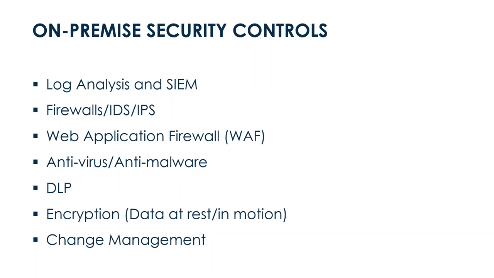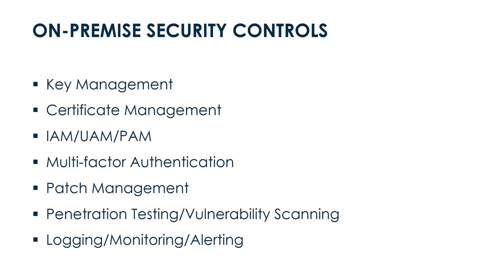Things like DLP, data loss prevention, firewall, IDS, IPS, log analysis, SIEM, key management, which is critical, identity access management, user access management, privileged access management. I've clubbed all of them under one because it's all around access management. So each cloud service provider has parallel controls to each of these that I have listed here. It's pretty exhaustive with each of the service providers.